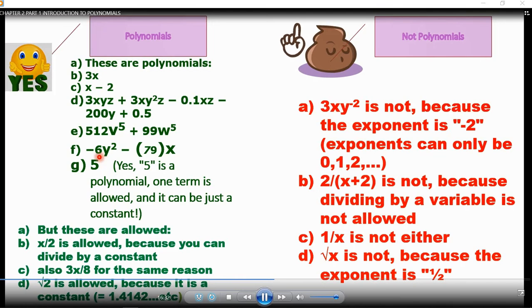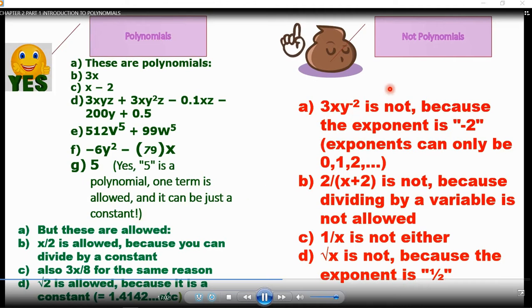Now a question will arise: what about this minus 6? We are talking about positive integers, and minus 6 is negative. But a coefficient can be negative. The power of the variable should not be negative. The power of the variable should be positive. 5 is also a polynomial. We already learned it is a constant polynomial.